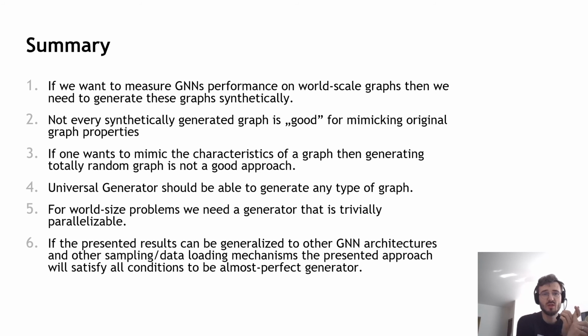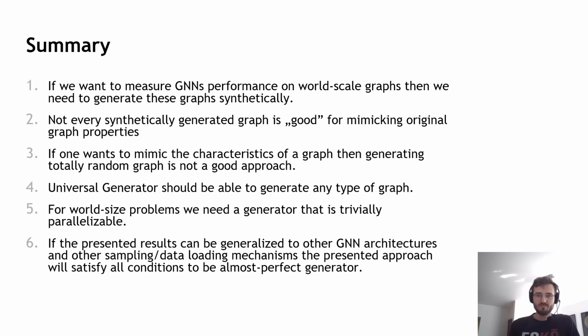Secondly, not every graph that is generated using the Kronecker Matrix product is a good graph for mimicking original graph properties, and our demand is to have this mimicking of those characteristics. If one wants to mimic the characteristics, then the only way is to feed the generator, not to take their parameters randomly, and obviously to noisify it.